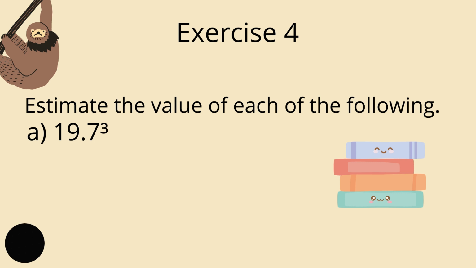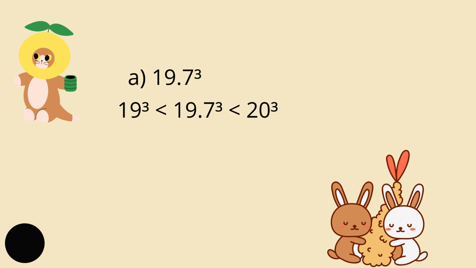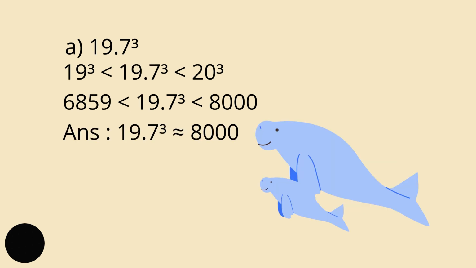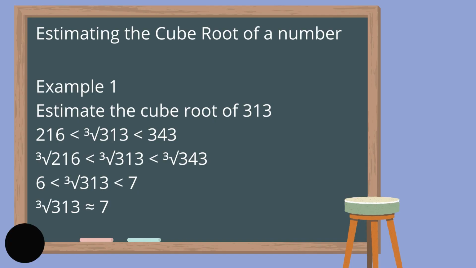Estimate the value of each of the following. A. 19.7 cubed. We find the nearest numbers, which are 19 and 20. Then we find the value of 19 cubed, which is 6859, and 20 cubed, which is 8000. So 19.7 is closer to 20 cubed. We can get that 19.7 cubed approximately equals 8000.